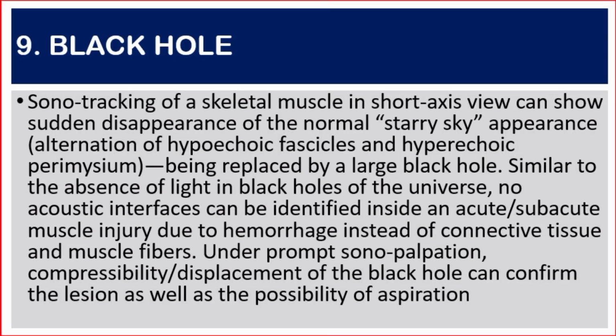Number 9. Black hole. Sonotracking of a skeletal muscle in short axis view can show sudden disappearance of the normal starry sky appearance, with alteration of hypoechoic fascicles and hyperechoic perimysium, being replaced by a large black hole, similar to the absence of light in black holes of the universe.